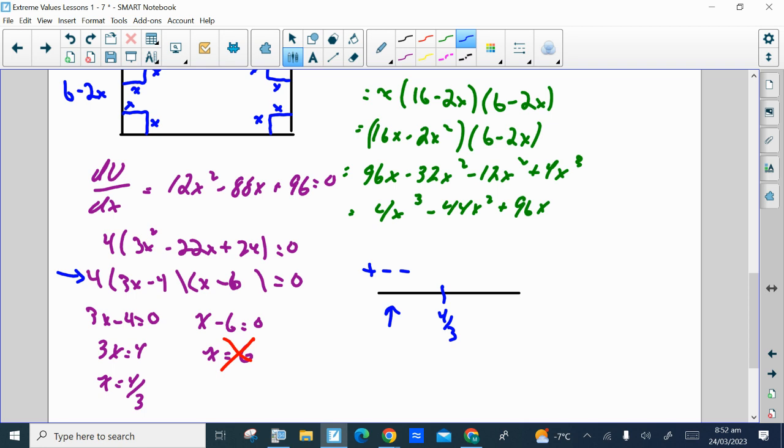To the right of 4/3, a number like 2. Again, the first factor is a constant, positive 4. When x is 2, 3 times 2 is 6, take away 4 is positive 2. And for the third factor, when x is 2, you're going to get negative 4. So what this tells us is that the maximum volume will be when x equals 4/3.